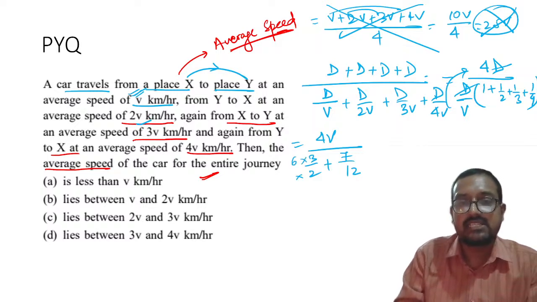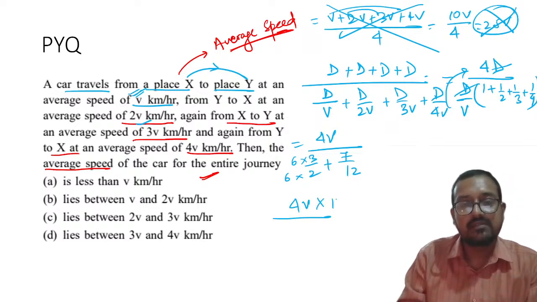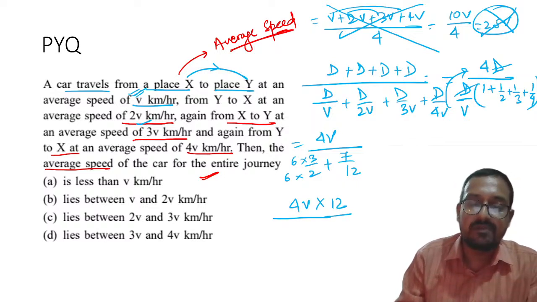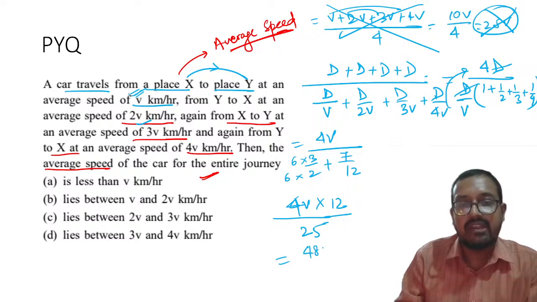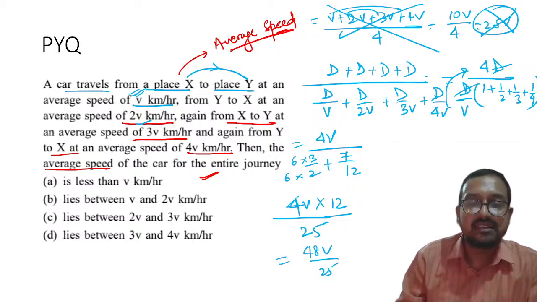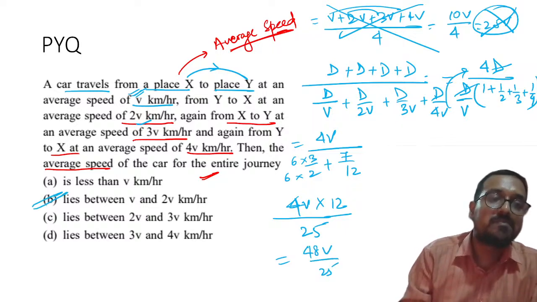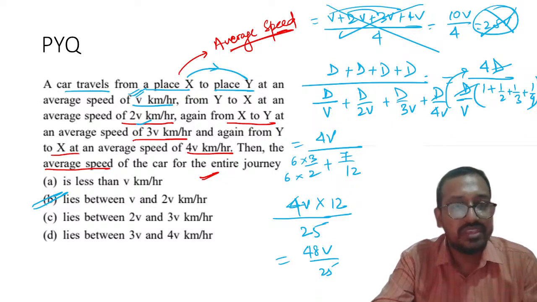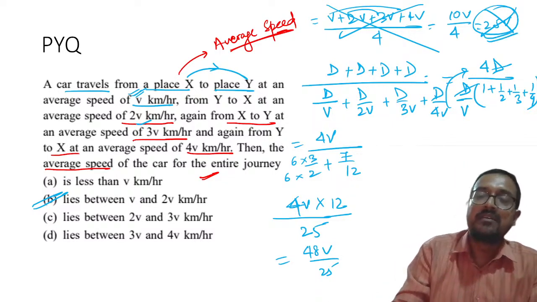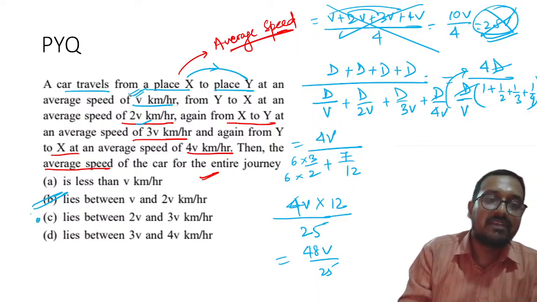Let me multiply by 6 on both sides, so that will become 18, 18 plus 7. How much will it be? It will be, I think, yes, 25, right? So this is coming out to be how much? 48v upon 25. That is less than 2v. That is B. Understood this thing? See, if you would have gone by the other approach, you would have marked C, right? Which is wrong.